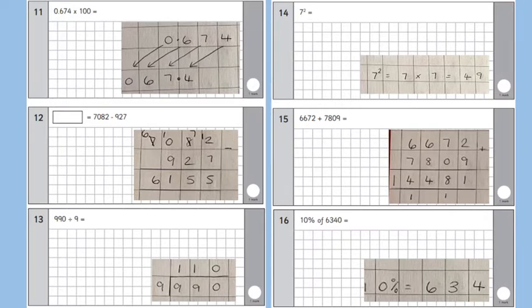Number 14, 7 squared. Now remember, that does not mean 7 times 2, it means times the 7 together twice, so 7 times 7, which is 49.